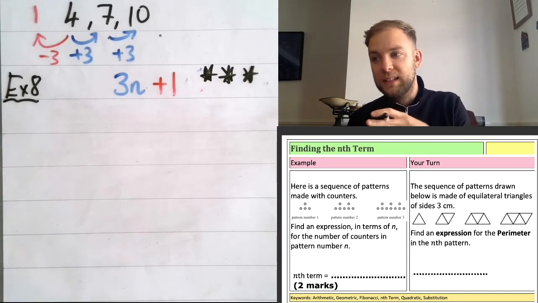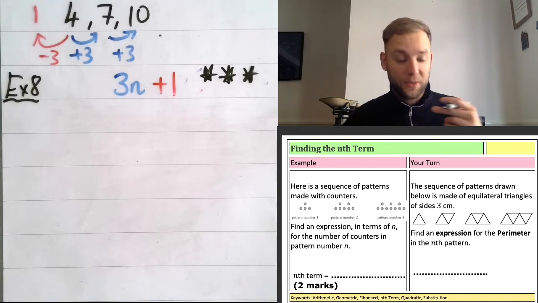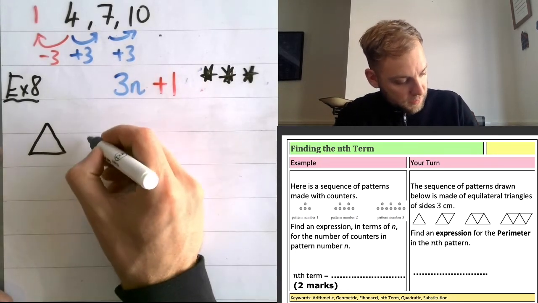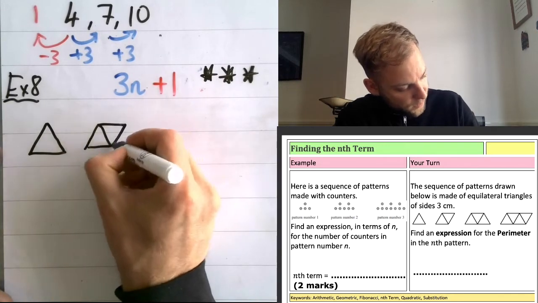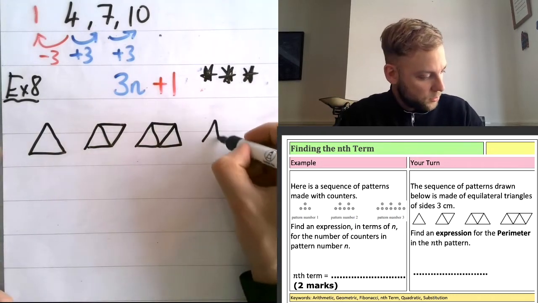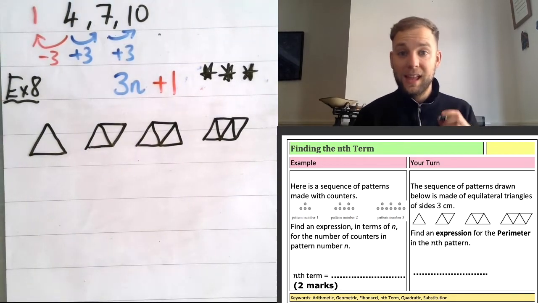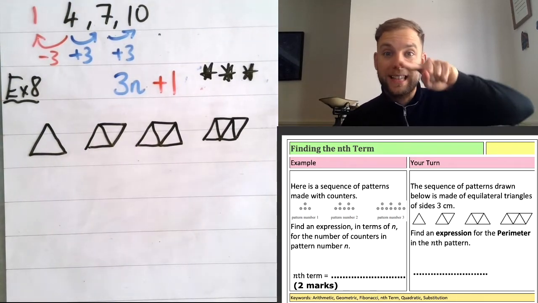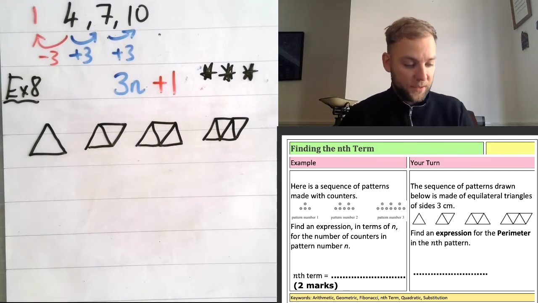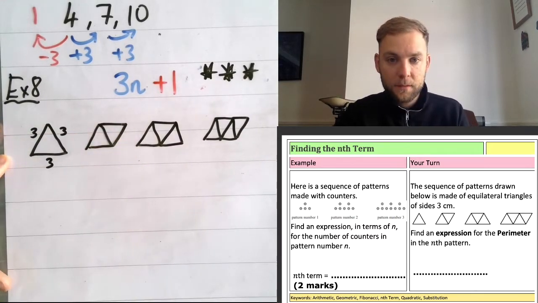But it also says that the sequence drawn below is made of equilateral triangles of side 3. So let's draw out my shapes. Here's my first one. Here's my second one. 1, 2, 3, 4, 5. 1, 2, 3, 4, 5, 6, 7. And then the last one. 1, 2, 3, 4, 5, 6, 7, 8, 9. Brilliant. Now it's asking for the perimeter, which is the outside of the shape. And it's also saying that each side length is 3. So the perimeter of this first one is going to be 3, 3, and 3.